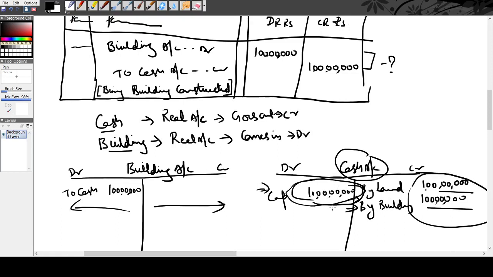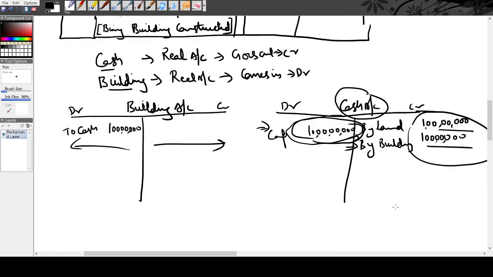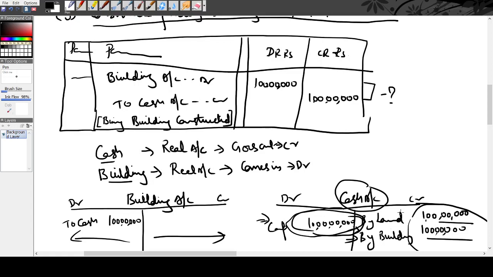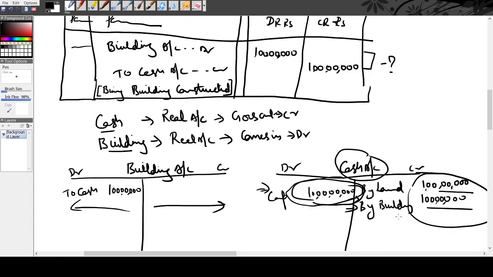So now the information is recorded and it is now becoming useful. We are able to mine some information. We are able to get some information from our books of accounts. So actually journal entry is nothing but it's an instruction how to prepare our ledger accounts.